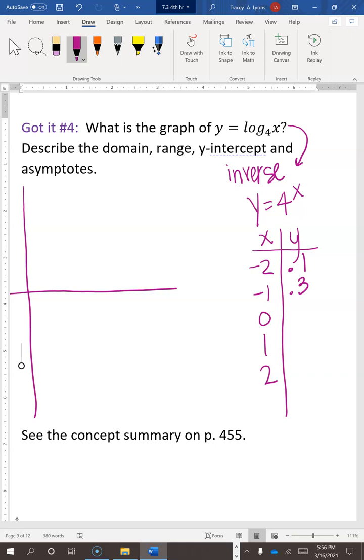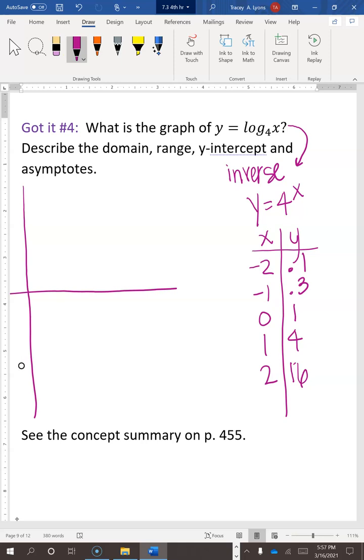So as I was saying, I'm plugging numbers into 4 to the x, and that, remember, is the inverse of what we wanted it to be. 4 to the 0 is 1. 4 to the first power is 4. 4 to the second power is 16. But remember, that's the inverse.